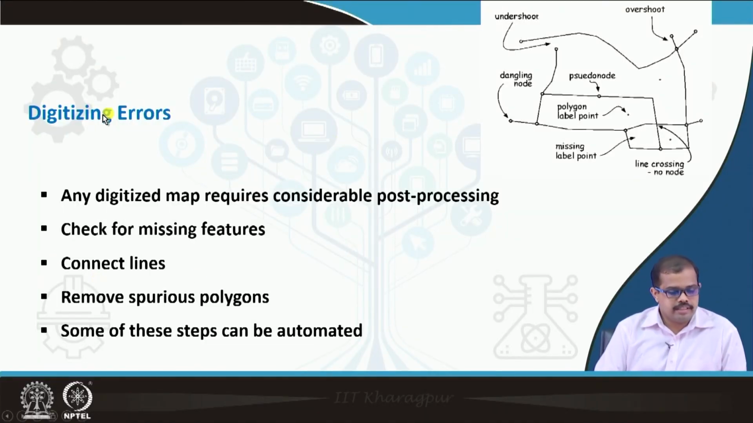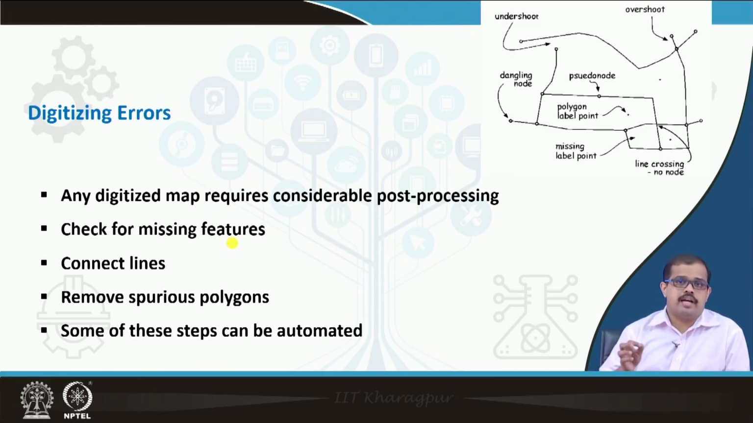Then when you look at the digitizing errors, any digitized map requires post processing. It cannot be without manual intervention. At least 5 to 10% of post processing has to be done manually. Check for any missing features. That is extremely important. I am sure in a large map you would have missed a huge amount of features. So please do a secondary check for the missed features. Connect lines is a very important aspect, but it can be done automatically nowadays.